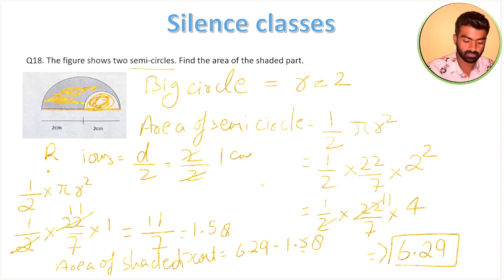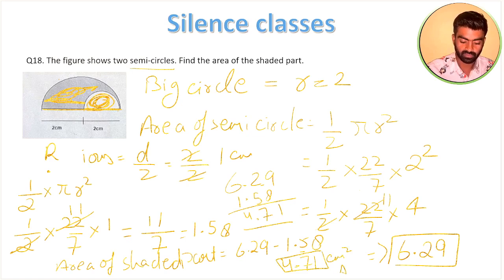Just a second. It's 6.29 minus 1.58. So it will become 4.7 centimeter square. And this is the answer to this particular question. Over here exactly we are having 2 points. The radius is given and the diameter is given. The diameter is given for the big circle as well as the small circle. So I can easily find out each and everything.